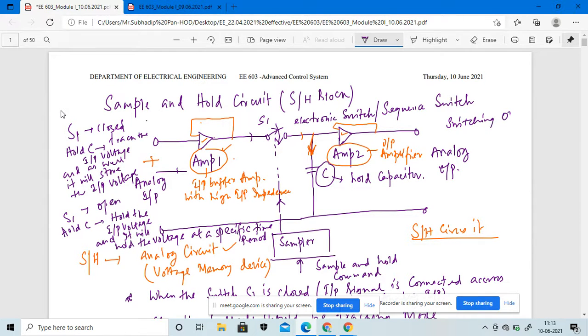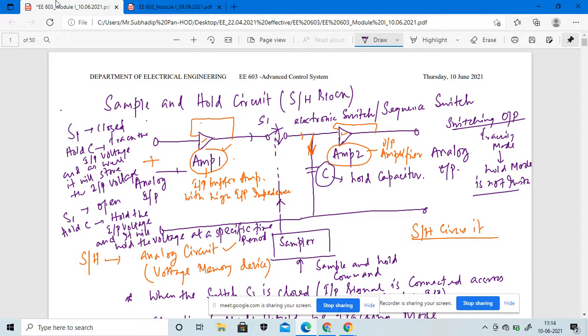Whenever the switching operation is taken into consideration from the tracking mode to the hold mode, that mode change is not instantaneous. That means it changes over a certain period of time, it should not be an instantaneous time period, right? So keep that in mind.